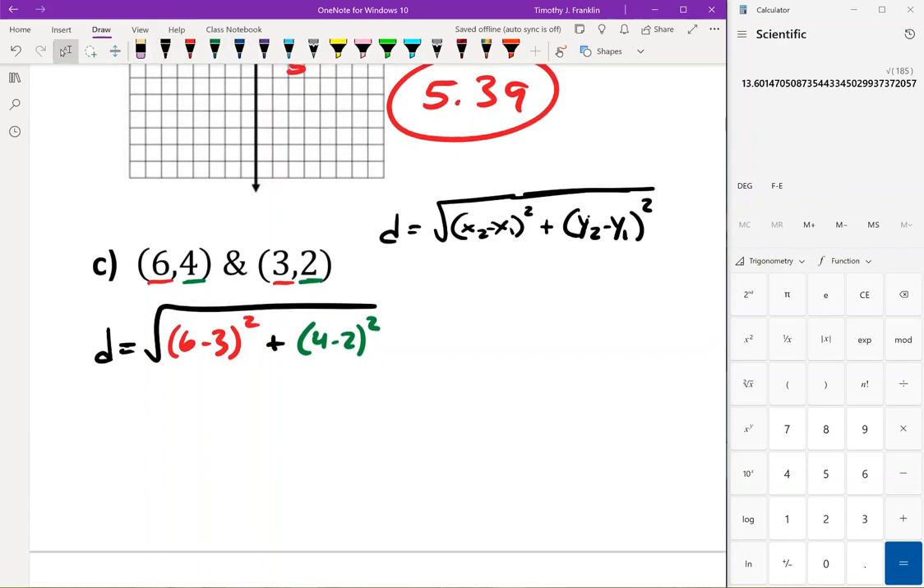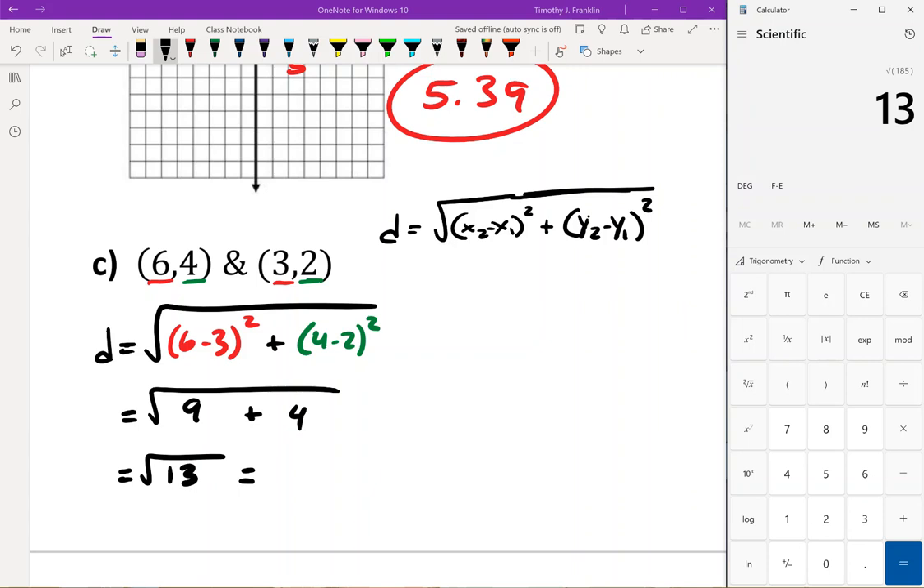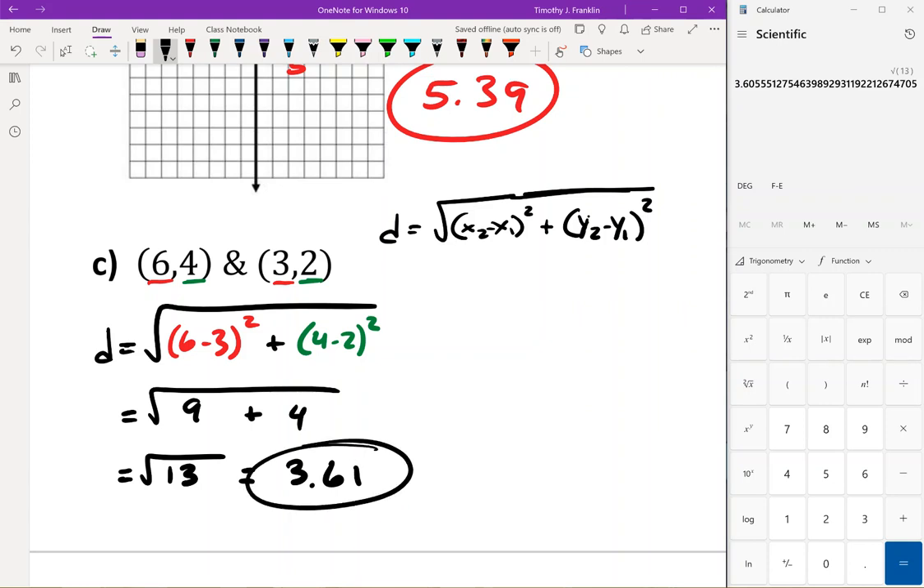Okay, so our distance here is the square root of 6 minus 3 is 3, 3 squared is 9, plus 4 minus 2 is 2, squared is 4. So it's the square root of 13, which equals 3.60, or 61. So 3.61 units here on the graph. That's the distance between those points.